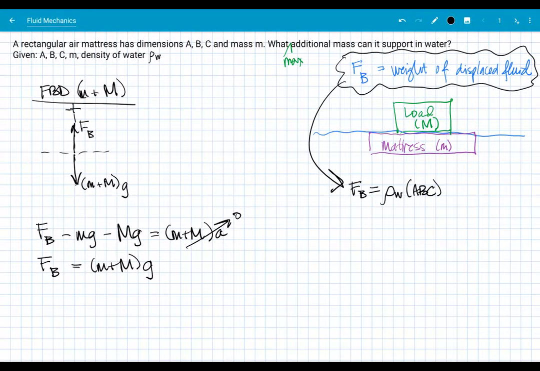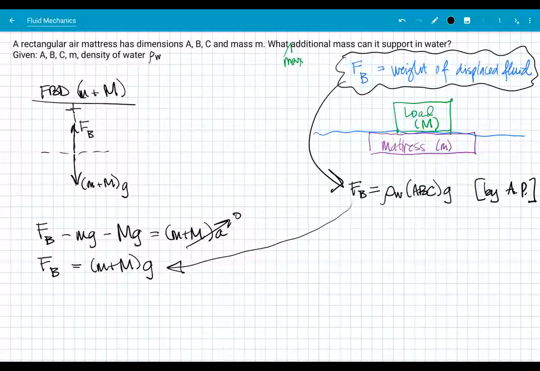The mattress displaces its own volume in water. And then to make this a weight, this is a mass, so I need to multiply by gravitational acceleration. So that gives me the magnitude of buoyant force. So that right there was me using Archimedes' principle. Great. Now I can take this expression and bring it back over here, and solve for what I need to solve for.